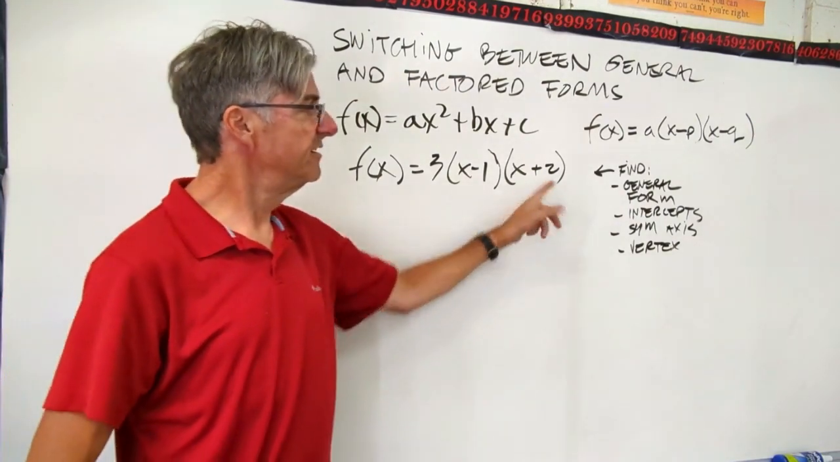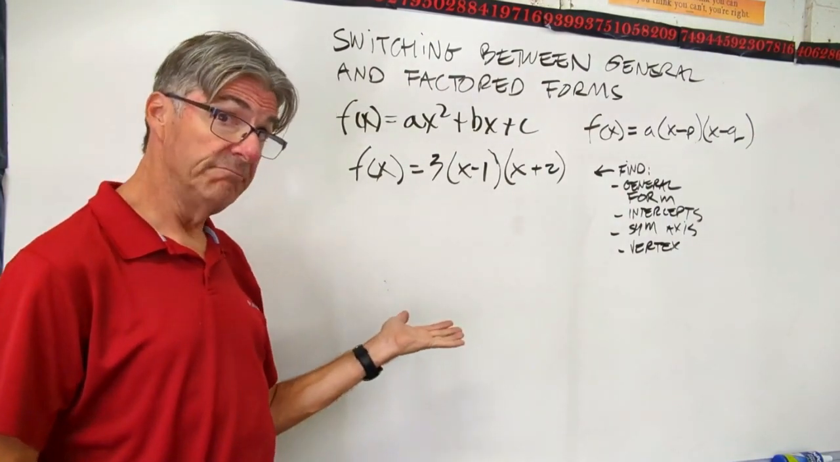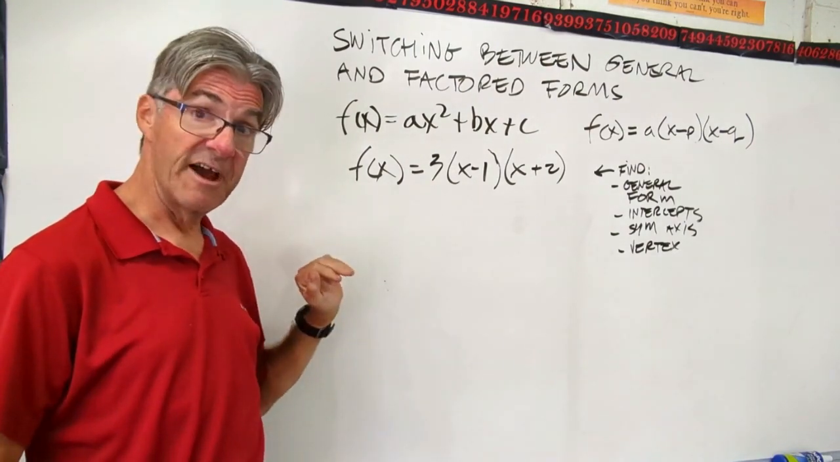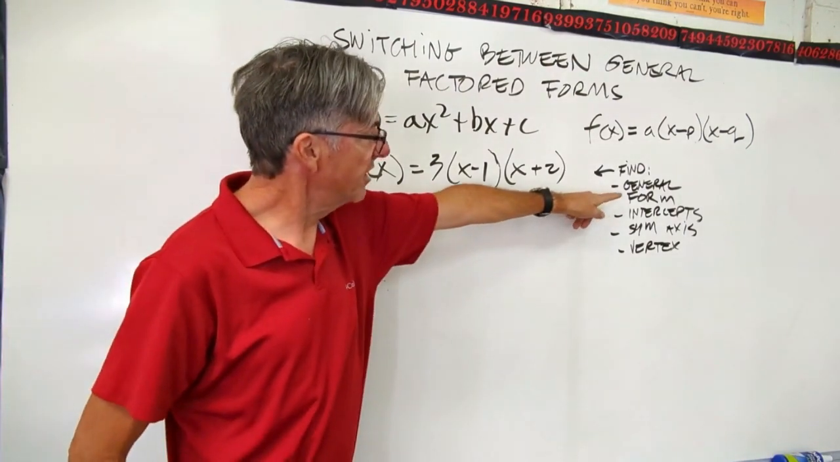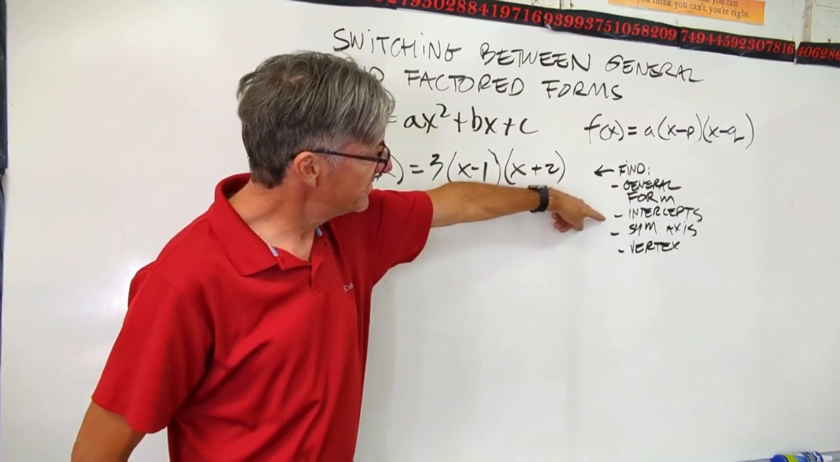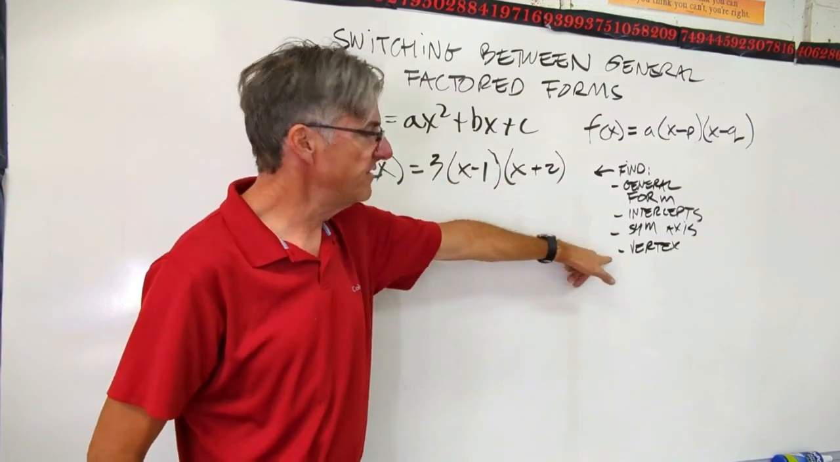So here it is in factorized form. Okay, so you've got a few things for free right away. So I'm going to ask you to convert it to general form, find the intercepts, find the symmetry axis, and find the vertex.